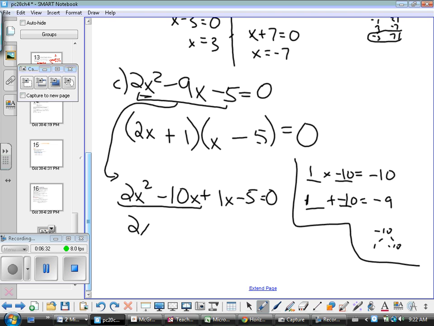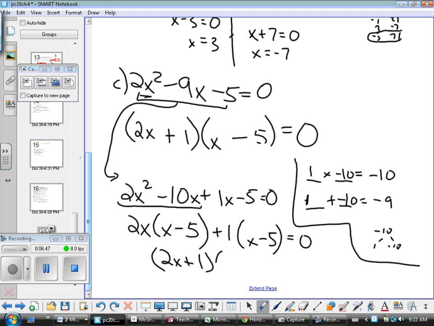I'm going to take the 2x out. That leaves me with x minus 5, okay? And then in the next two terms, my greatest common factor, I'm going to have to take something out, so I take out a 1, leaving me with x minus 5 again. Okay, so 2x plus 1 times x minus 5 equals 0.